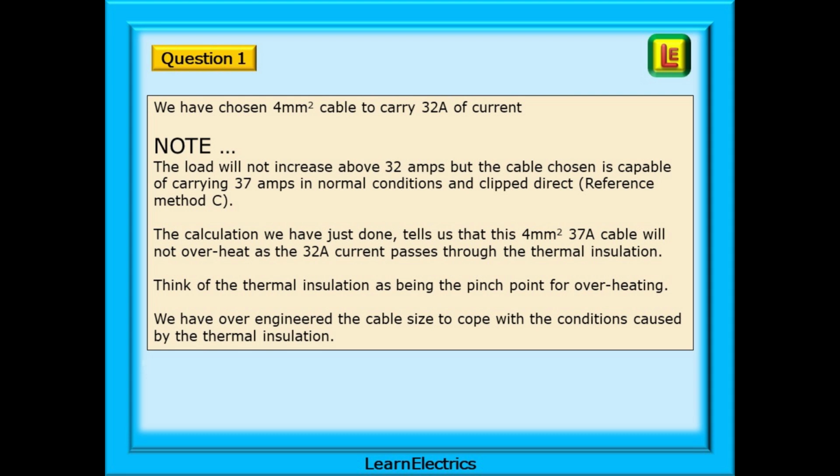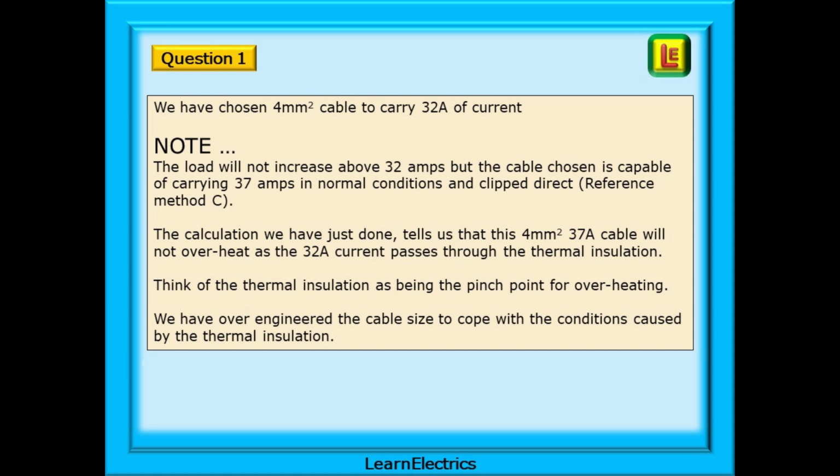So, in this case, we've chosen 4 square millimeter cable to carry a maximum current of 32 amps. It's important to note that the load will not increase above 32 amps. The load will stay the same, whatever it is. But the cable chosen is capable of carrying 37 amps in normal conditions and using reference method C, clipped direct.